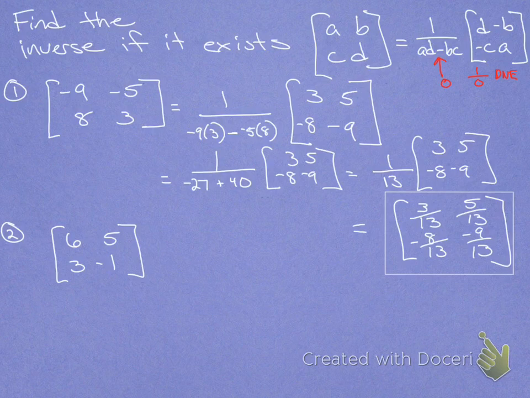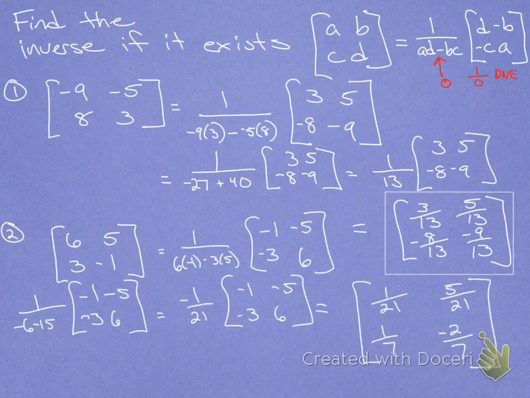See if you can do number 2 on your own. Pause your video. Okay, there is my final answer in the corner. I reduced. Negative over a negative becomes positive, and I reduced. So 1 over 21, 5 over 21, 1 over 7, and -2 over 7.